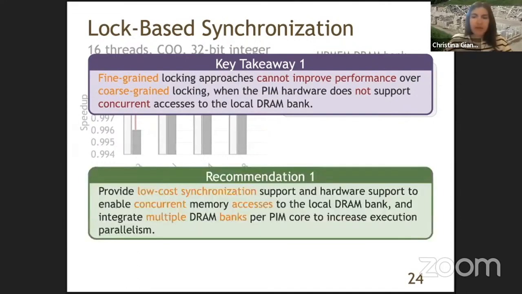To this end, we recommend architects of PIM systems to provide low-cost synchronization approaches among multiple threads, and also to provide hardware support to enable concurrent memory accesses by multiple threads to the local DRAM bank. Another approach would be to integrate multiple DRAM banks per PIM core, so that multiple threads can access different local DRAM banks concurrently, and as a result, we could increase the execution parallelism.